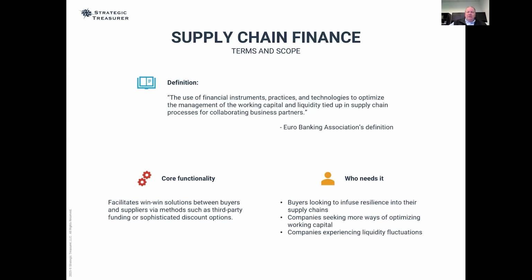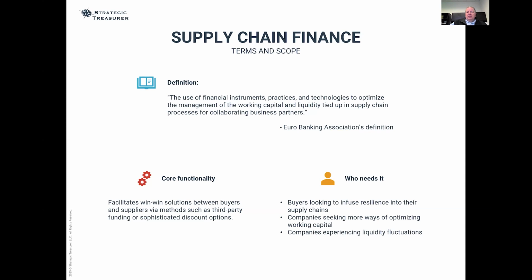The EBA's definition is the use of financial instruments, practices, and technologies to optimize the management of the working capital and liquidity tied up in the supply chain processes for collaborating business partners. I like that a lot. I would only add the financial supply chain processes, but supply chain processes is probably more correct. So we've got to give it to the EBA for a great definition.